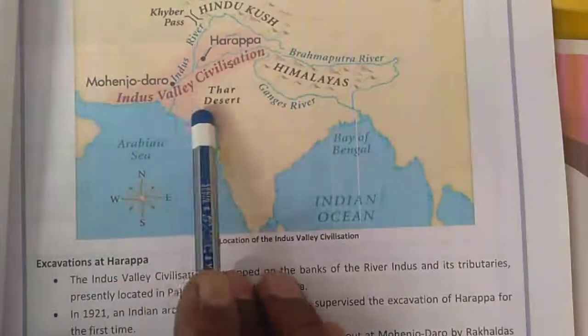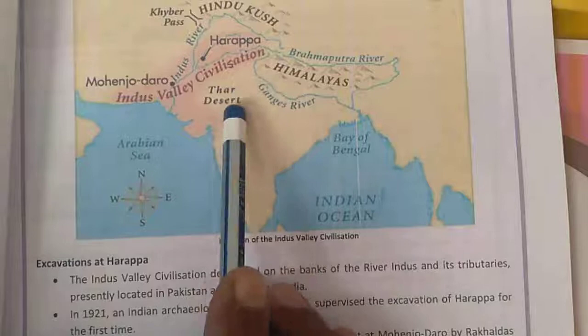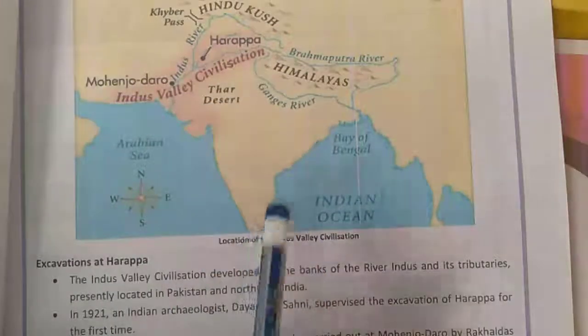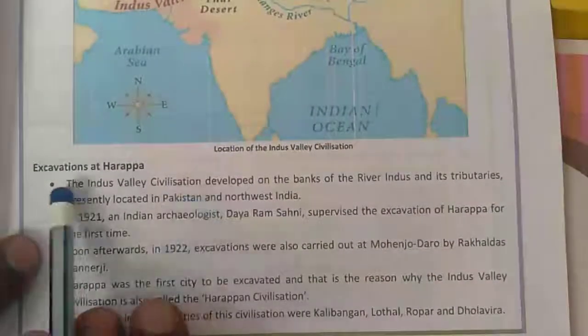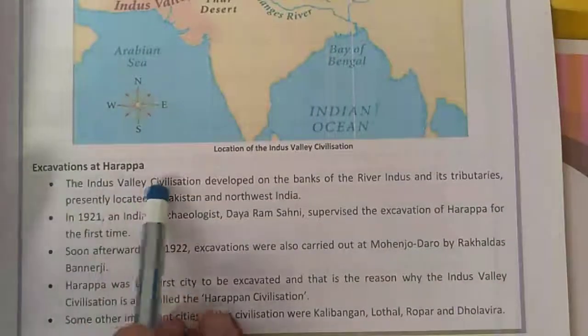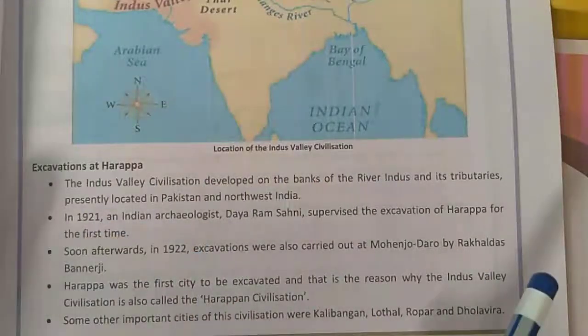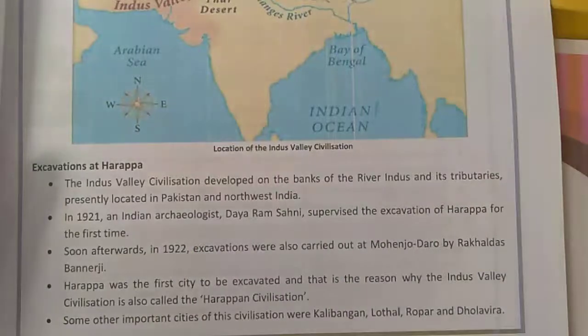So Mohenjo-daro, Harappa, and these types of places were supposed to be Indus Valley civilization areas, and we have learned all that, right? After that, we had taken information about excavation of Harappa, that how excavation took place in 1921 and 1922, and how Harappan civilization came to be known to the world, and people got information about that.